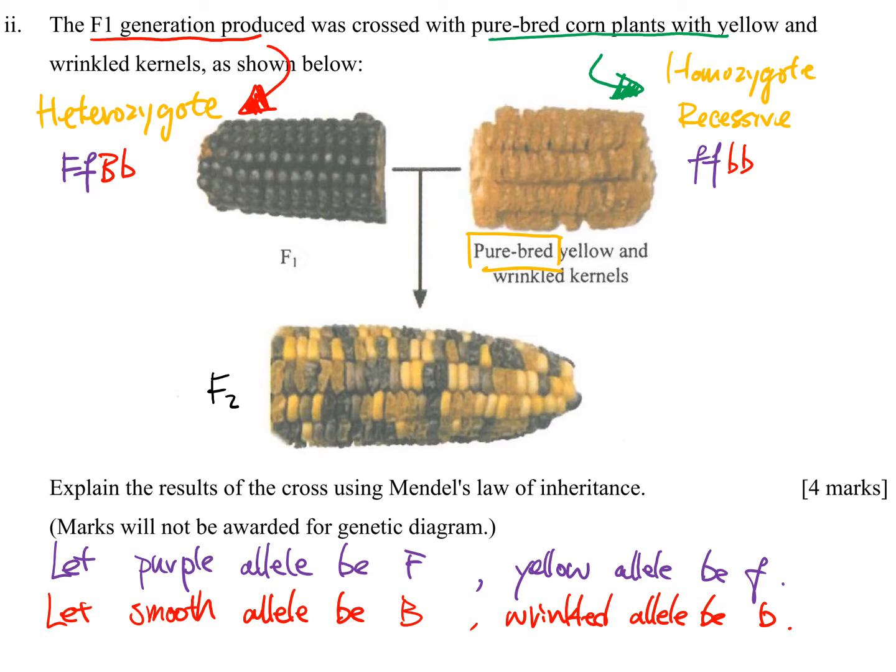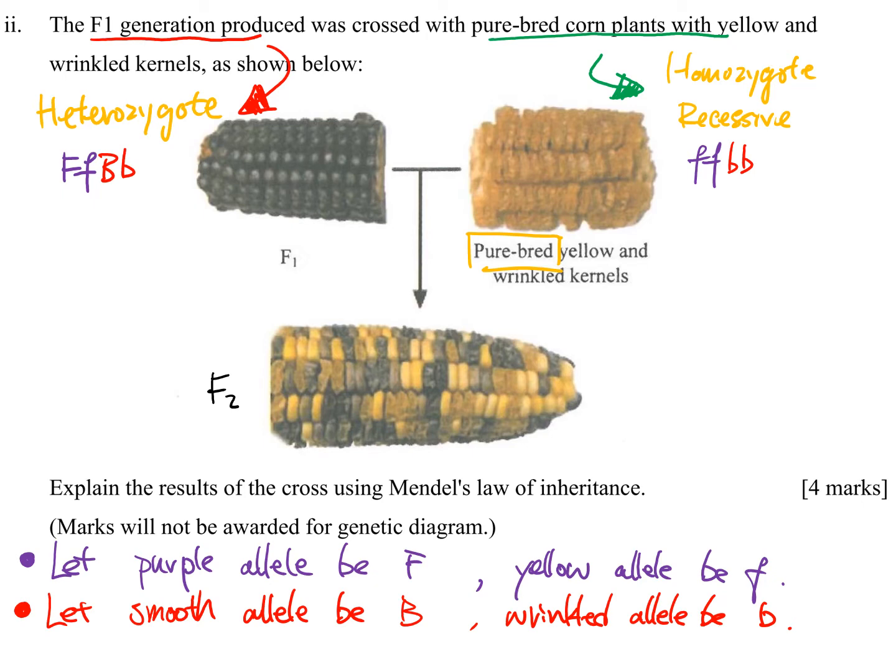We know that the purple allele is a capital letter F, the dominant allele, while the yellow allele is a recessive small letter f allele. And for the surface allele, the smooth surface is the dominant allele, so we put a big letter B, while for the wrinkled surface, we use a wrinkled allele as small b.